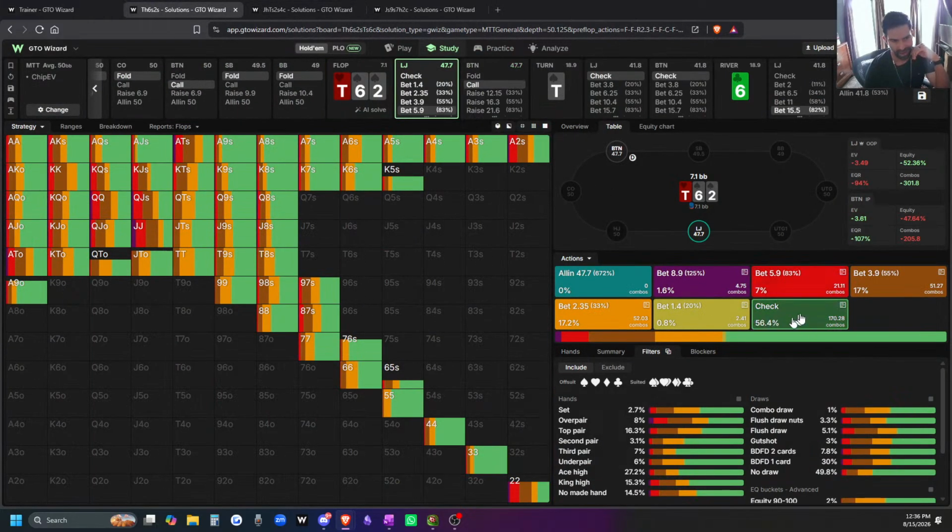Let's see here. Okay, I'm not exactly sure what I said regarding our checking frequency, but we're checking a decent amount. Let's call it near 60% checking. So it plays check and it plays large.